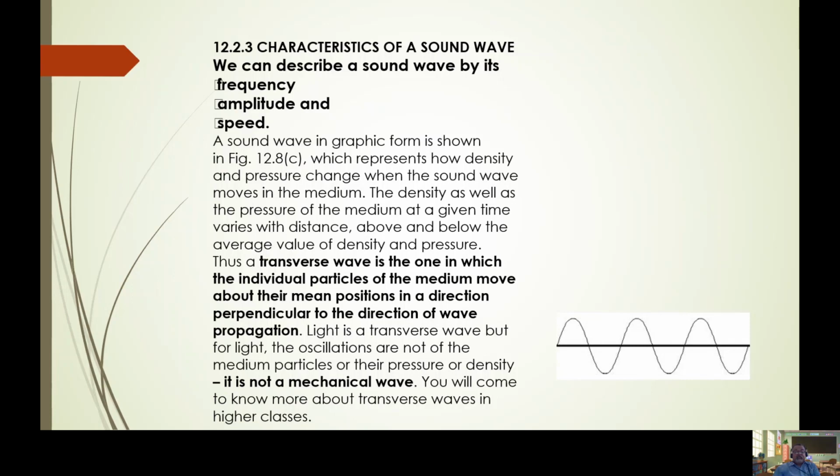Thus, a transverse wave is one in which the individual particles of the medium move about their mean positions in a direction perpendicular to the direction of the wave propagation. Light is a transverse wave, but for light, the oscillations are not of the medium particles or their pressure and density. It is not a mechanical wave. You will come to know about transverse waves in the higher classes.